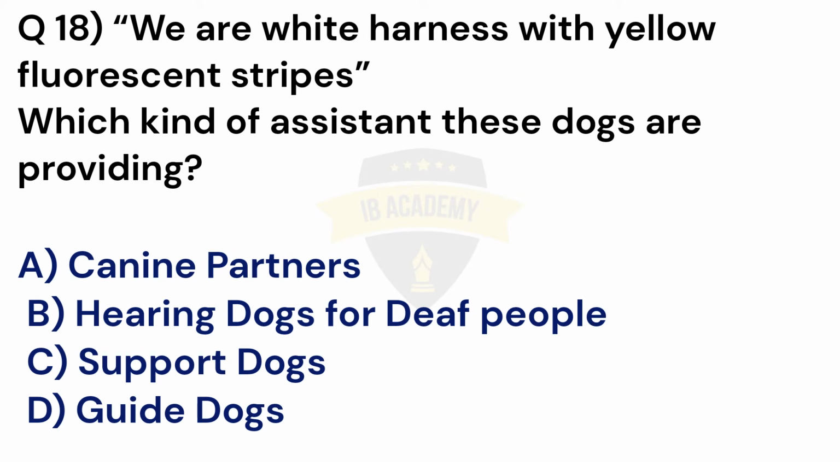Question 18. We wear white harness with yellow fluorescent stripes. Which kind of assistance these dogs are providing? Option A. Canine partners. Option B. Hearing dogs for deaf people. Option C. Support dogs. Option D. Guide dogs. The correct answer is option D. Guide dogs have white harness with yellow fluorescent stripes. Guide dogs are for young people and adults who are blind or partially sighted. Remember, though, that an assistance dog may not always wear a jacket.